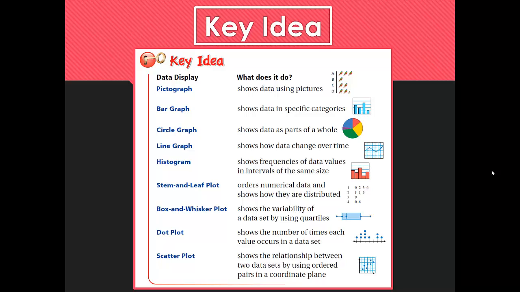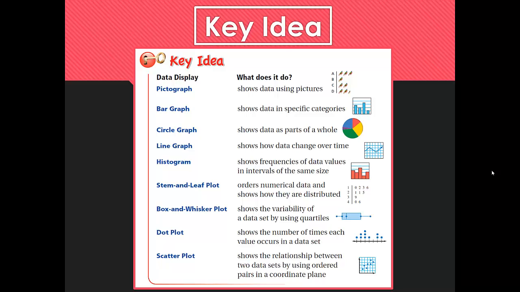Now we have a bar graph, and it shows data in specific categories. A circle graph shows data as parts of a whole. A line graph shows how data change over time. A histogram shows frequencies of data values in intervals of the same size.